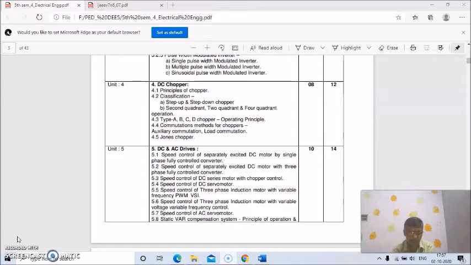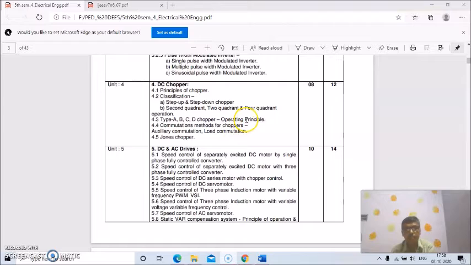In Power Electronics and Drives class, we have so far covered up to Unit 4, and in our last class we were discussing DC choppers. In the last lectures we discussed load commutated choppers, that is, the Jones chopper. Before that, we covered more or less the entire syllabus up to Unit 4.